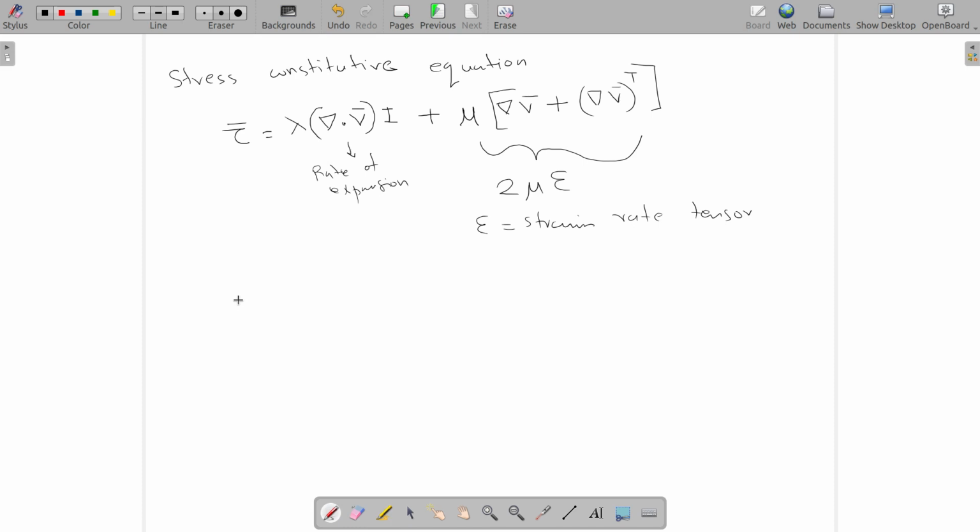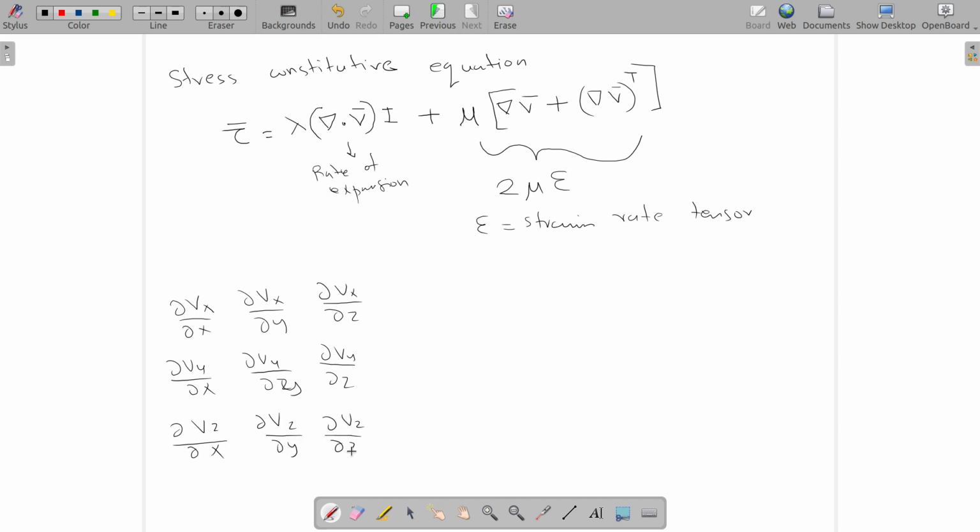So grad V is equal to dou Vx dou x, dou Vx dou y, dou Vx dou z; dou Vy dou x, dou Vy dou y, dou Vy dou z; dou Vz dou x, dou Vz dou y, dou Vz dou z.